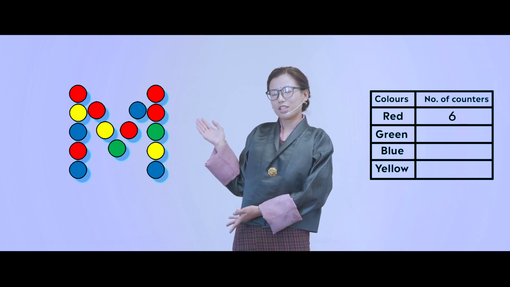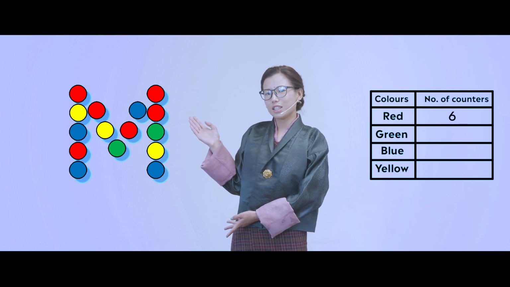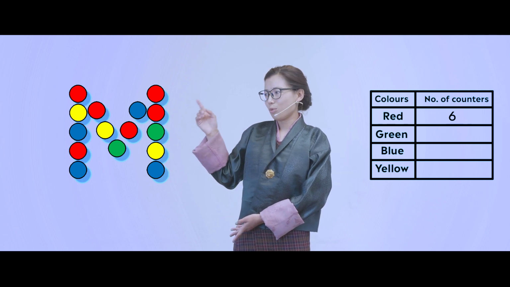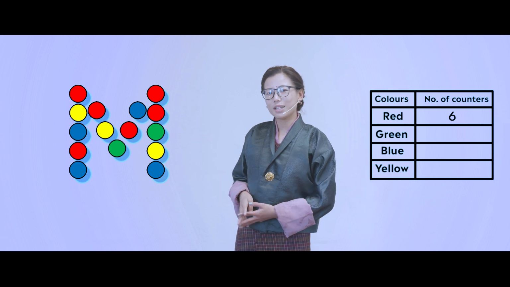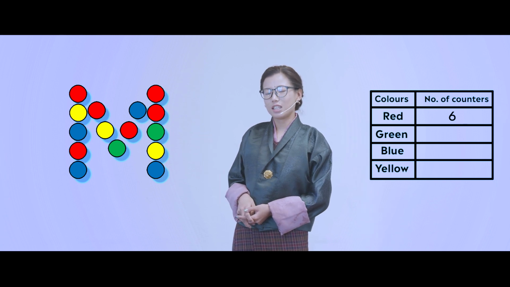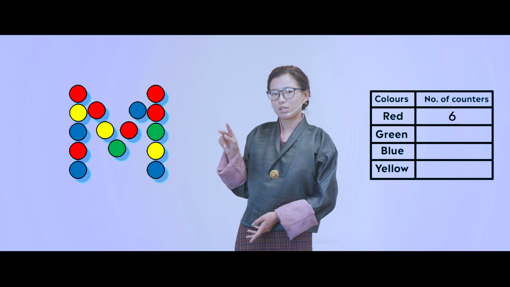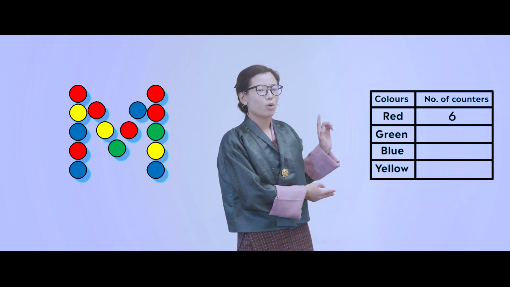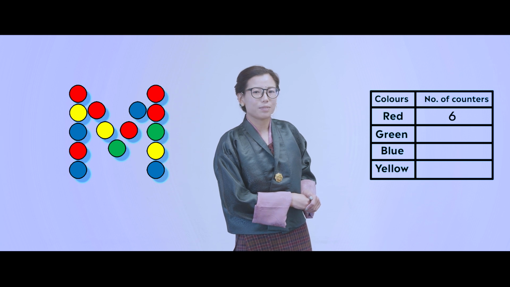Let us look at this letter M again. What color do you see? You can see green. Can you count green? 1, 2. How many counters are there? You can see 2 green counters. So where will you put 2? In the second row where it is written green.